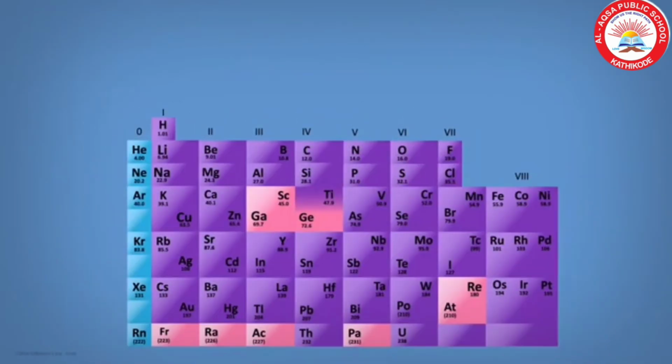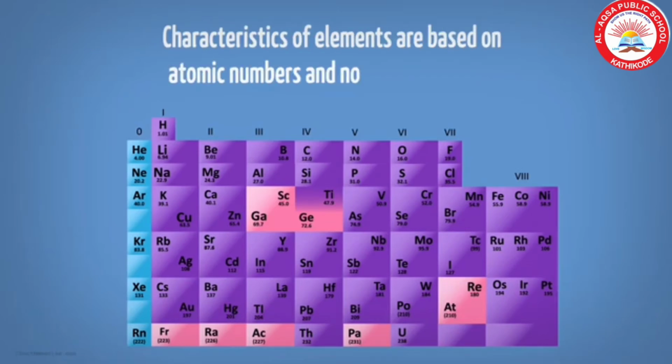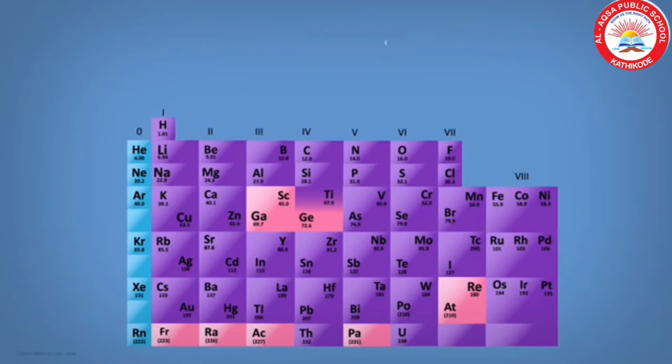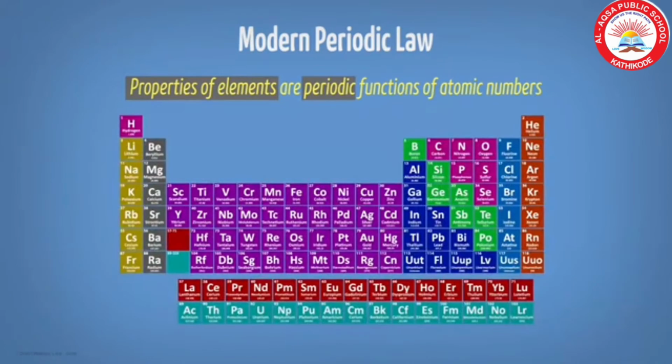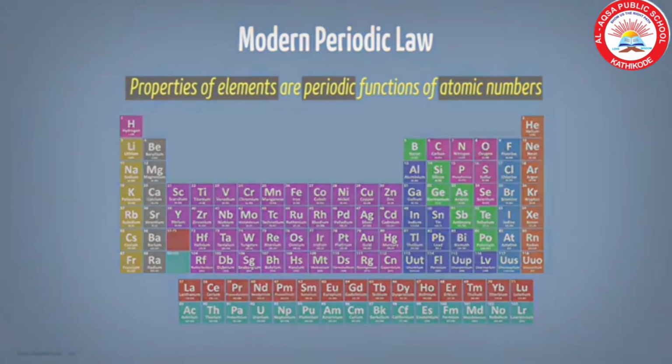And Moseley believed that characteristics of elements are based on atomic numbers and not atomic masses. Accordingly, Mendeleev's periodic law was modified and atomic number was adopted as the basis of modern periodic table. And modern periodic law states that properties of elements are periodic function of their atomic numbers. This is modern periodic table.